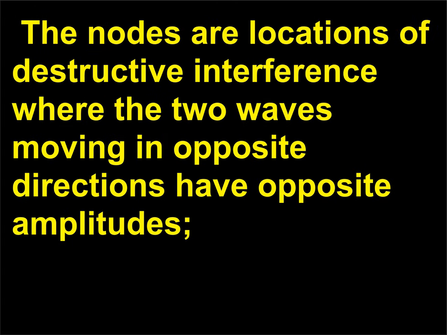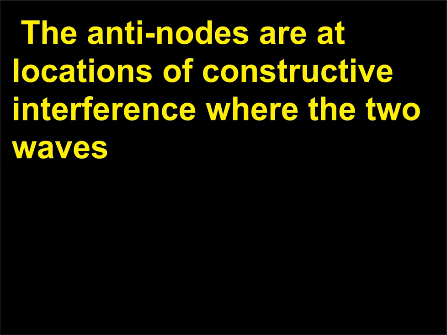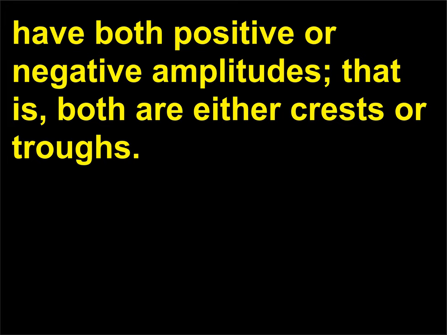The nodes are locations of destructive interference where the two waves moving in opposite directions have opposite amplitudes. The crest of one wave and the trough of the other are at the same location. The antinodes are at locations of constructive interference where the two waves have both positive or negative amplitudes, that is, both are either crests or troughs.